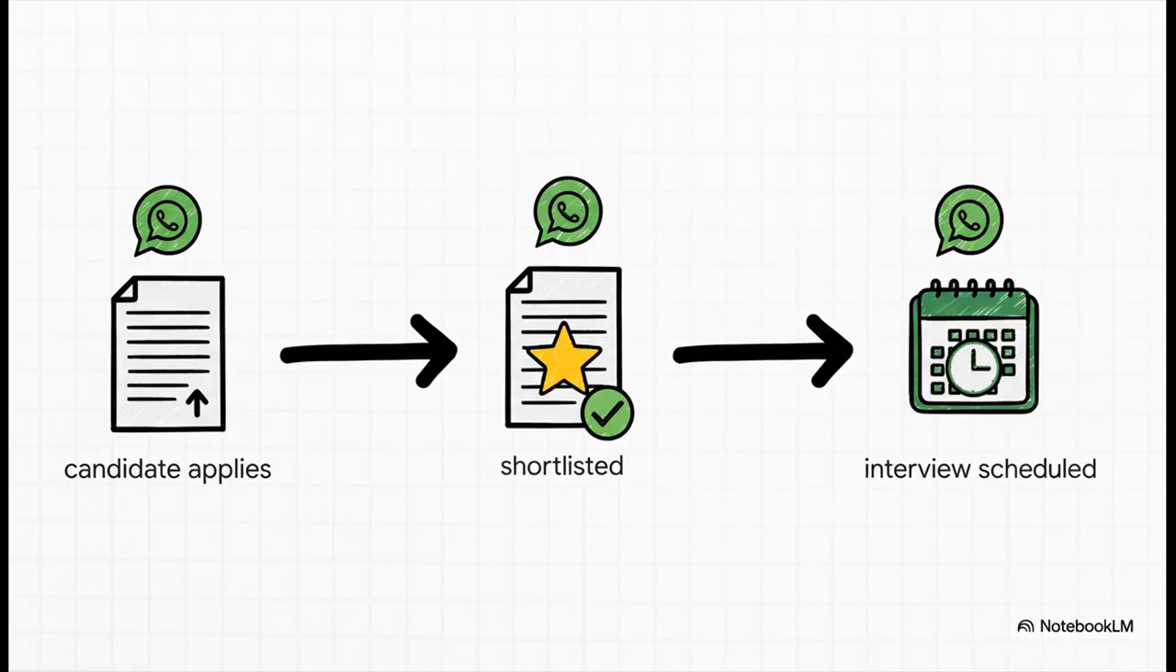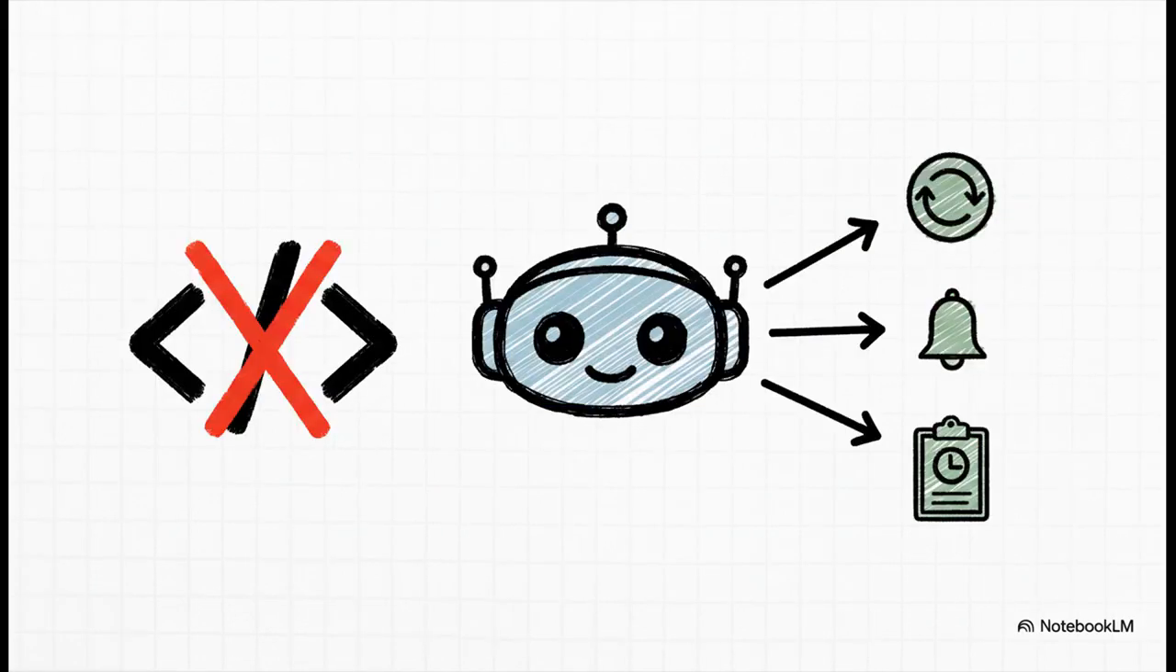Let me give you a really clear example. Imagine a candidate applies. Instantly, they get a WhatsApp notification. They get shortlisted, boom, another notification. An interview is scheduled, they get all the details right away. It's your communication running on complete autopilot. And you don't need to be a developer to get this running. The system uses these smart AI-powered workflows to handle all those repetitive but super critical tasks. You know, the follow-ups, the status updates, the reminders, all without you ever having to write a single line of code.